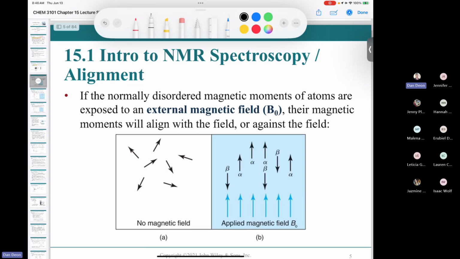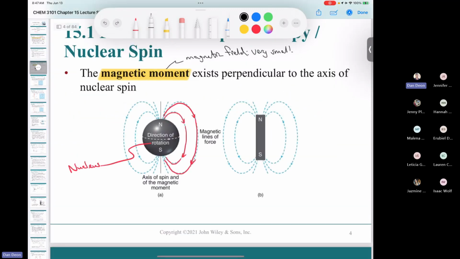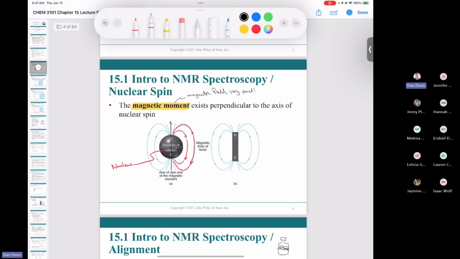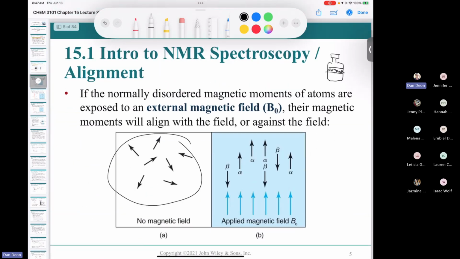Now, let's imagine you have a bottle of some kind of organic compound, and it's in a liquid phase. You know that the molecules are just tumbling around inside that bottle. And so normally, with no magnet, all the magnetic moments, which are just the directions of the magnetic fields, are disordered. They're pointing in any way whatsoever. They're just completely randomized.